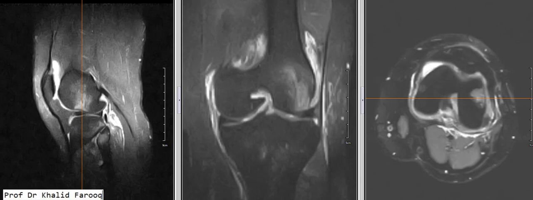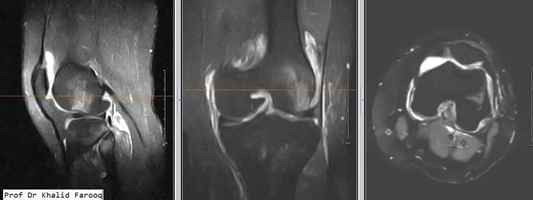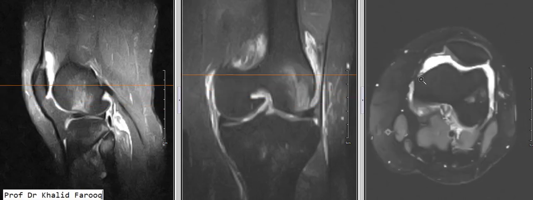Today we have a young 20 years old male patient who presented with the history of motorbike accident. Here we have sagittal T2 fat suppression sequence, and this one is coronal T2 fat suppression, and this is axial T2 fat suppression sequence. We can see joint effusion.